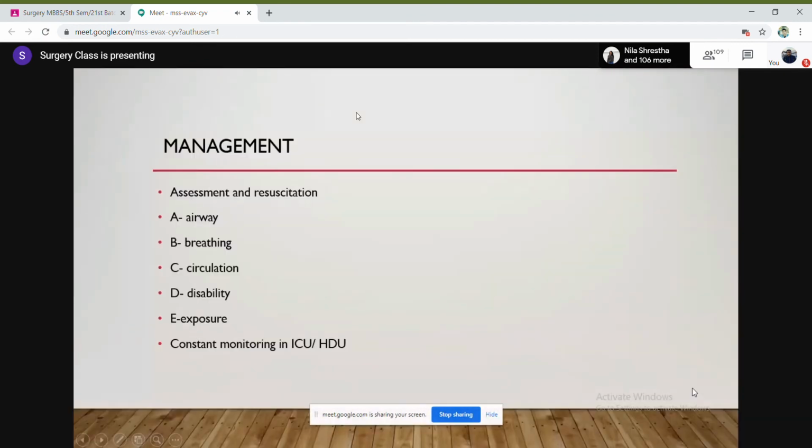How do we manage hypovolemic shock, all right? So, assessment and resuscitation. Any patient who is brought to the emergency department, or to the surgical OPD with a tremendous amount of blood loss, you have to assess and resuscitate the patient at the same time. It is done simultaneously.